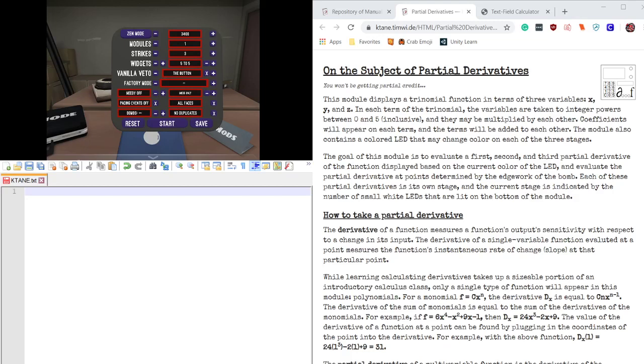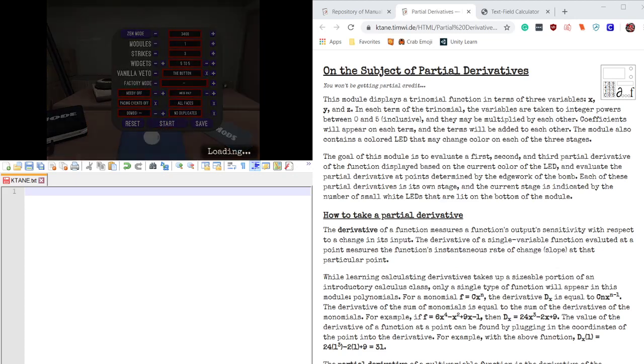Today I am here with the module Partial Derivatives. This module covers a calculus concept that might seem very threatening, but it really is not. Taking a derivative is one of the easiest parts of calculus, and I will try to simplify it as much as I can in this video. With that out of the way, I'm going to go ahead and get started.